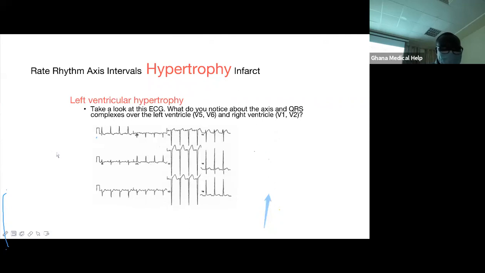Okay, we'll go to left ventricular hypertrophy. Again, let's take a look critically at the ECG. Zoom people, what is the axis of this ECG? Anyone, you can just unmute and answer.